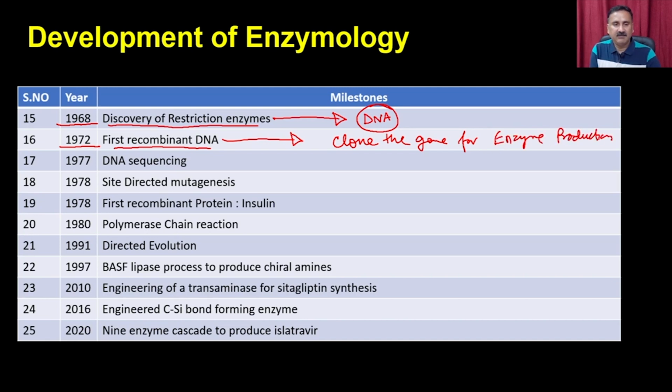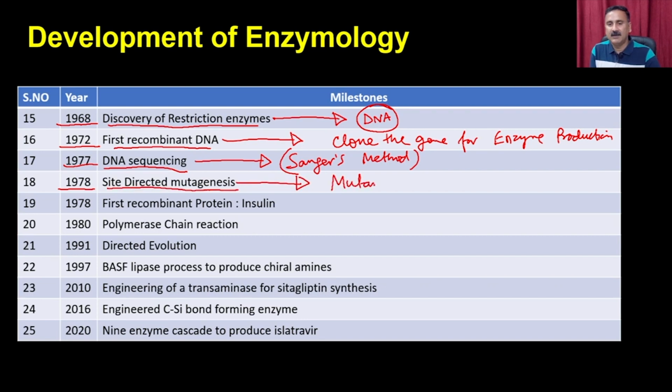And then in 1977, people developed the technique of DNA sequencing, right? You know that, Sanger's method, Sanger's DNA sequencing method, for which Sanger actually got the Nobel Prize. And then in the year 1978, site-directed mutagenesis was developed. That allows the development of different types of mutants of the enzyme, and that is going to help in improving the quality of the enzyme. We are going to discuss all that in forthcoming lectures.